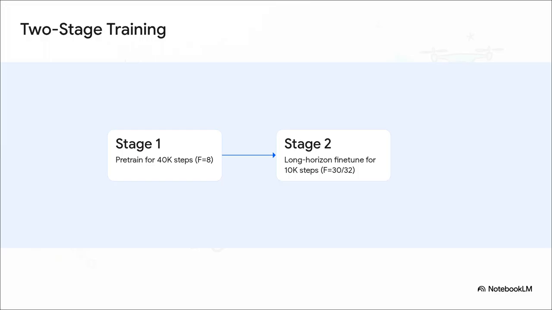As for the training itself, it happens in 2 distinct autoregressive stages. Stage 1 is a pre-training phase that spans 40,000 steps. It starts off small, using 8 points, a history of 3 frames, and predicting just 8 future frames. But then Stage 2 steps in for a 10,000-step long horizon fine-tune. This is where the model really stretches its predictive muscles, extending those future frames out to 30 or 32 and smoothly transitioning from those short bursts into that impressive 2-second forecasting window we talked about.